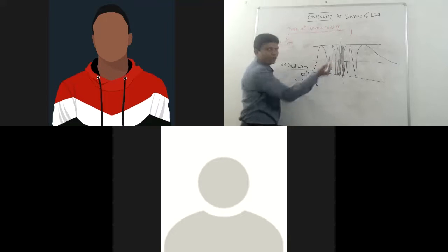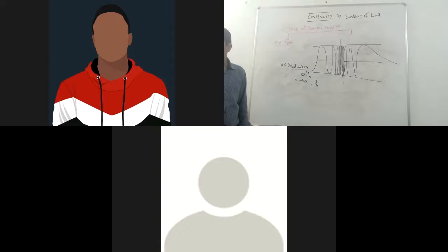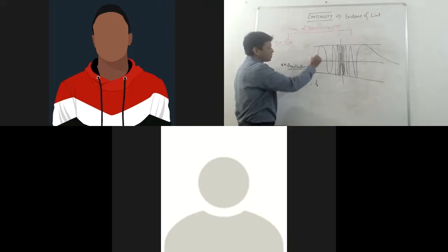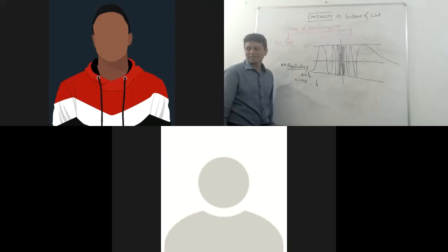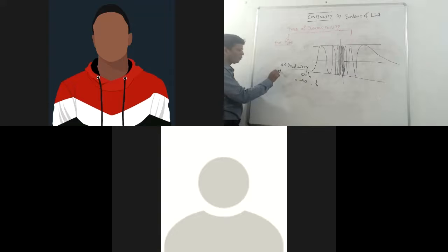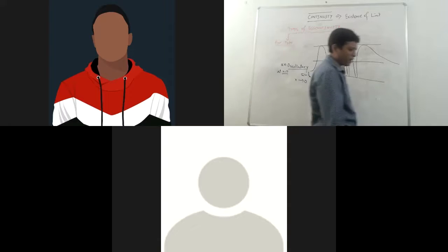At 0 it is discontinuous. Here maybe it is continuous. At other points it will be continuous. But at 0 it is discontinuous. I am talking about 0. This type of discontinuity is called oscillatory discontinuity. Still, sin 1/x is bounded.